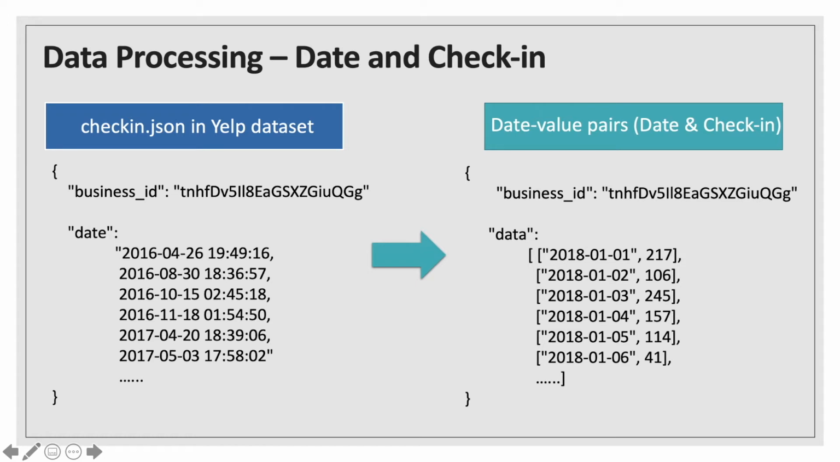For calendar heat map, we take the check-in data in the Yelp dataset to process. The data structure of check-in is shown on the left. It has 2 attributes, business ID and date. Business ID is the primary key of a local business. Date represents a user has a check-in on that day. For data processing, first, we select a specific business and then sort the check-ins into date value pairs, which is shown on the right.